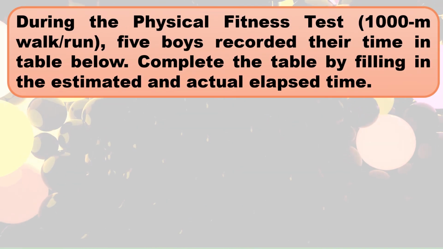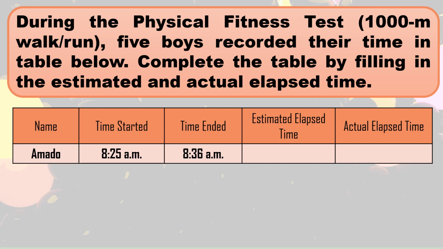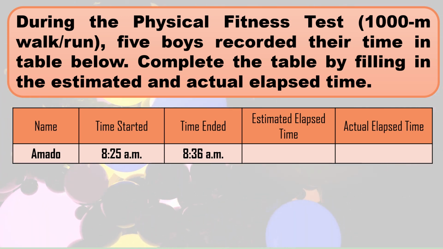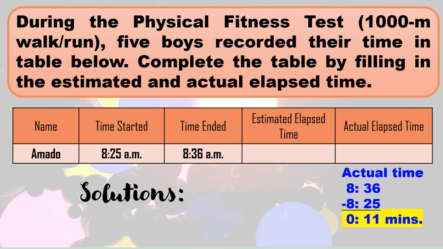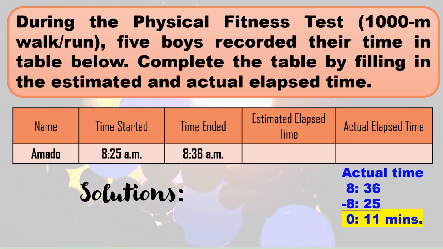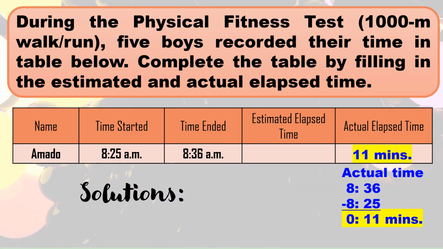Next, the fourth person is Amado. The time started is 8:25 a.m. and the time ended at 8:36 a.m. By actual time solution, 8:36 minus 8:25 is equal to 11 minutes. So the actual time is 11 minutes.